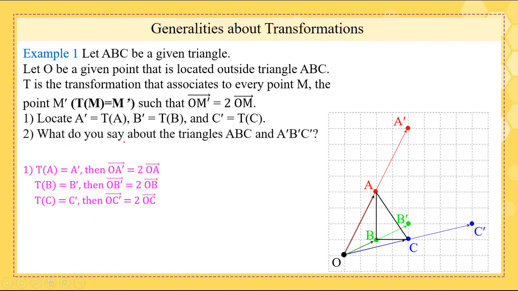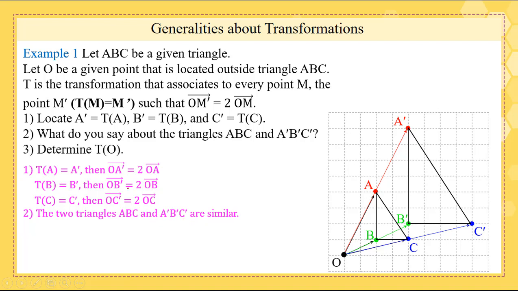Part 2, what do you say about the triangles ABC and A prime, B prime, C prime? In fact, if we match the triangle A prime, B prime, C prime, we notice that A prime B prime over AB is equal to B prime C prime over BC is equal to A prime C prime over AC, which is equal to 2. So these two triangles are similar.